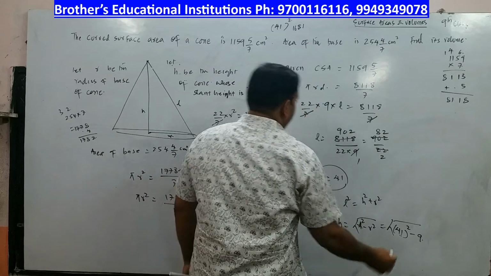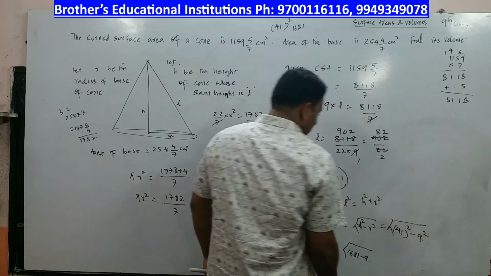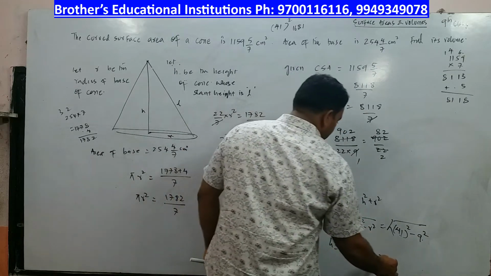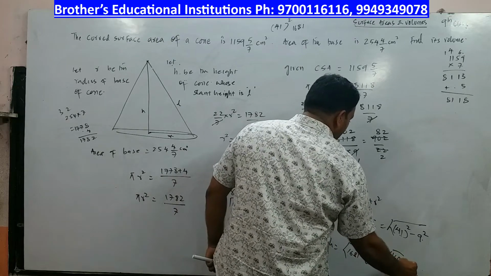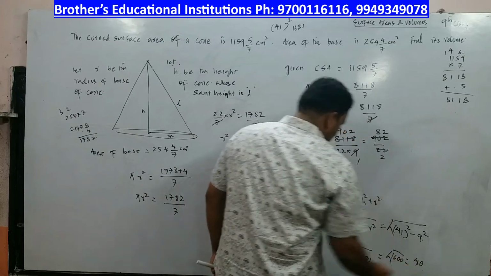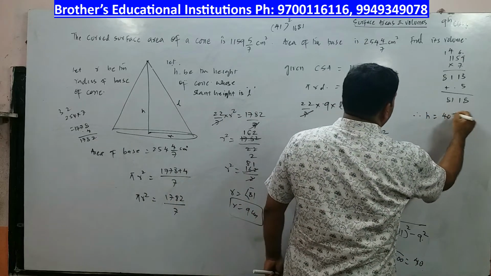1681 minus 9 square. The 9 square is equal to what? 81. So 1681 minus 81 will be the square root of 1600. And what is the square root of 1600? 40. So what we got is the height. Therefore, the height is equal to 40 meters.